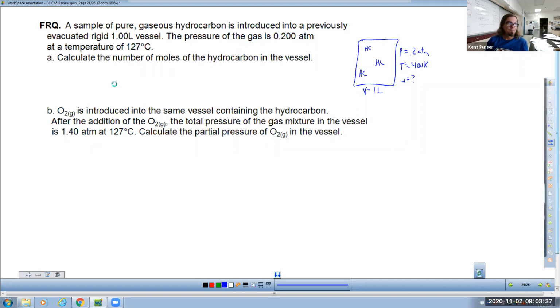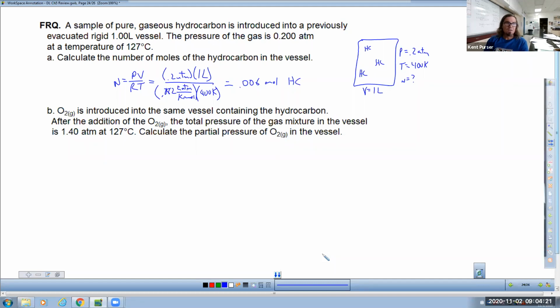To solve for n, n equals PV over RT equals 0.2 atmospheres times 1 liter. Because they gave me liters and atmospheres, I feel more comfortable using 0.082 L·atm per mole·K, and then a temperature of 400 Kelvin. Come on, anybody going to miss that on a test? You have a question very similar to this one on your chapter test. That gives 0.006 moles of hydrocarbon.